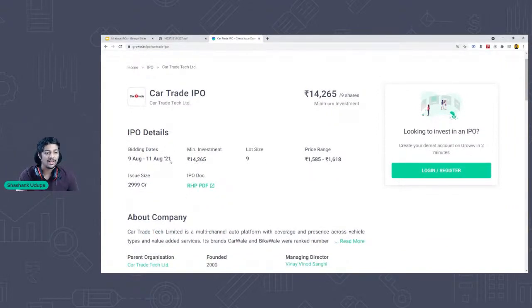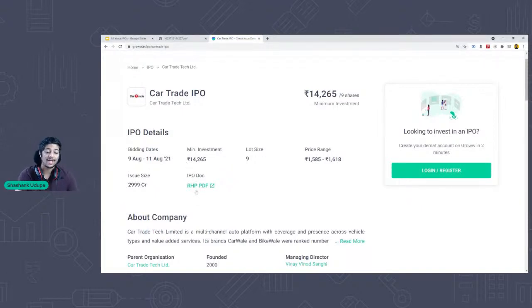These are the opening and closing dates of the IPO, which is 9th August to 11th August. The minimum investment to buy one lot is 14,265 rupees. Price range, upper price and lower price: lower price is 1585, upper price is 1618. And finally, the entire issue size is 3,000 crores, which is 2,999 crores.